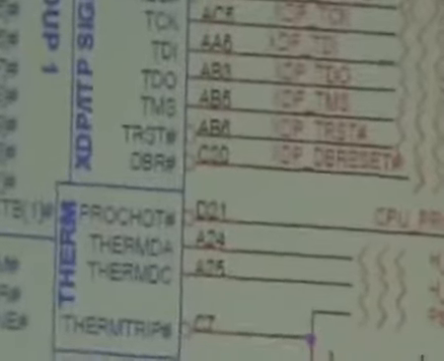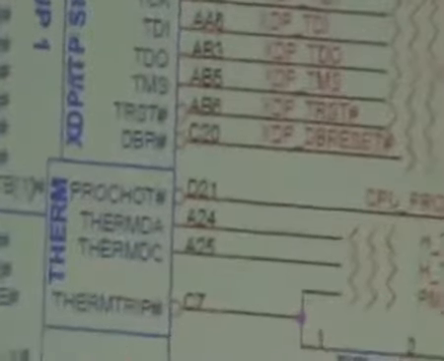In the thermal section, any CPU will have this section. There will be one thermal diode. This is the thermal anode. This is the thermal cathode. This is PROCHOT. PROCHOT means processor hot. Then this is thermal trip.